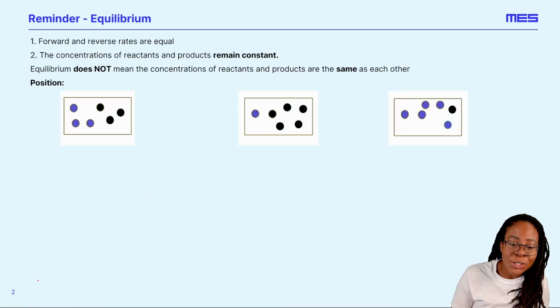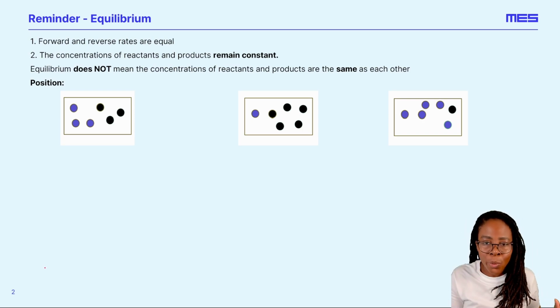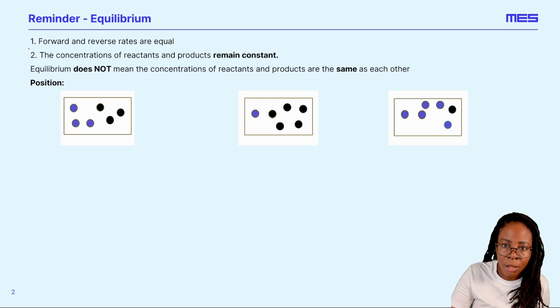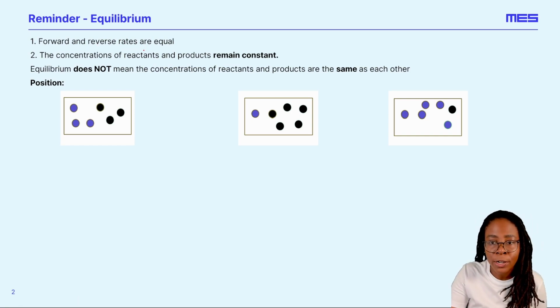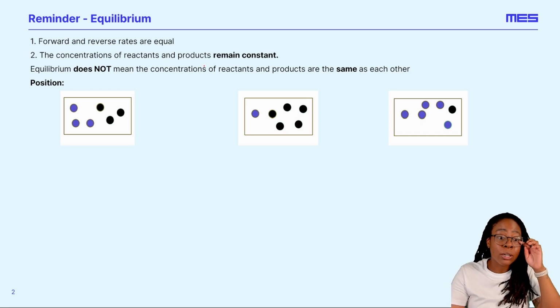Now, before we get into Le Chatelier's principle, let's do a super quick recap on equilibrium. I've got a whole video on this where we go into detail, but just to make sure that you are all caught up, when a reversible reaction is at equilibrium, or dynamic equilibrium, then the two conditions are the forward and reverse rates are equal, or the rates of the forward and reverse reactions of that reversible reaction are the same as each other, and the concentrations of reactants and products remain constant.